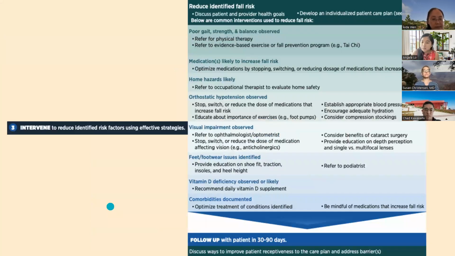So once you identify different fall risks, you can start intervening and managing them. If you find out that they have poor gait, strength, and balance, you can refer them for physical therapy or an evidence-based exercise or fall prevention program such as Tai Chi. If you find that there are risky medications, you want to try to optimize them. If there are likely home hazards, you can also refer them to occupational therapy, who can do a home safety evaluation. And if there's orthostatic hypotension, you can also adjust medications as you can.